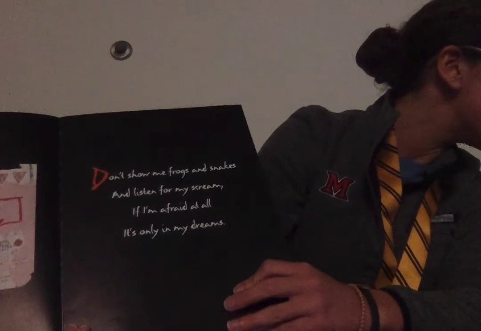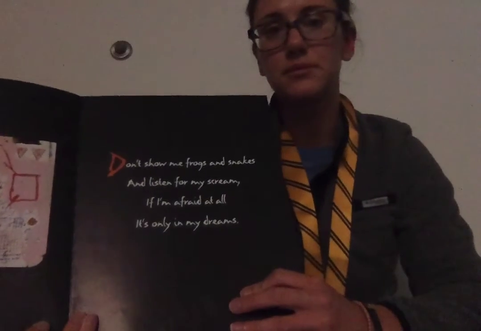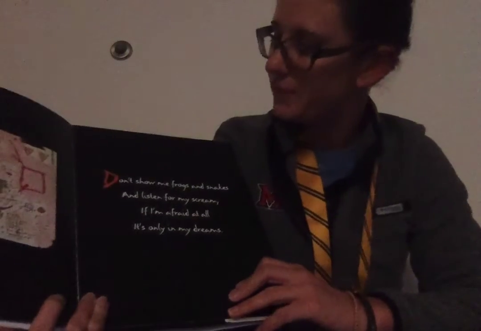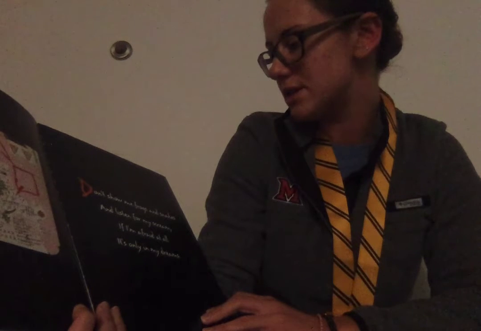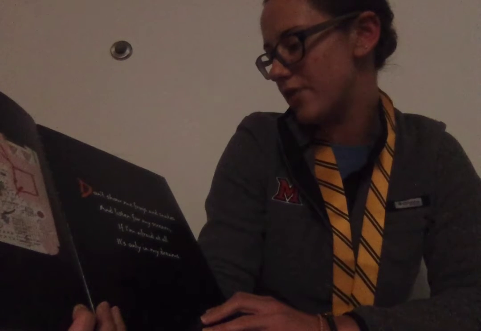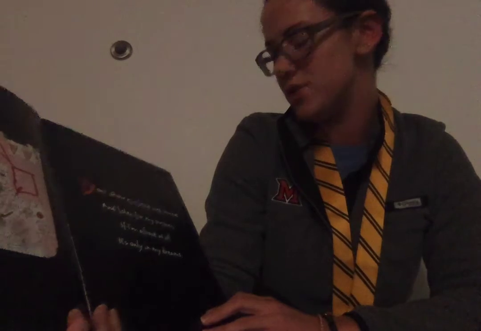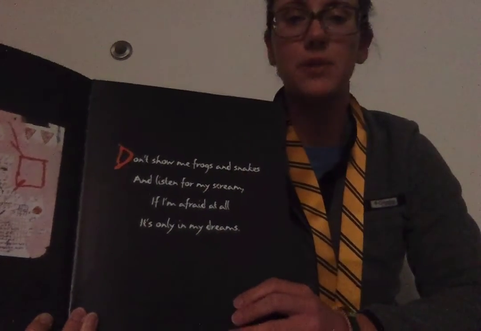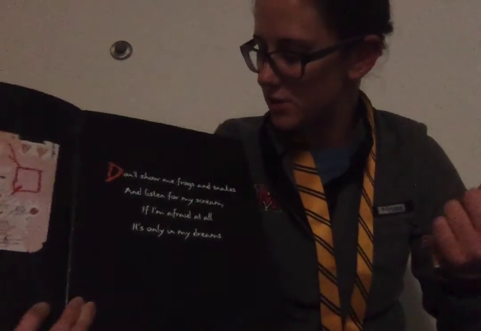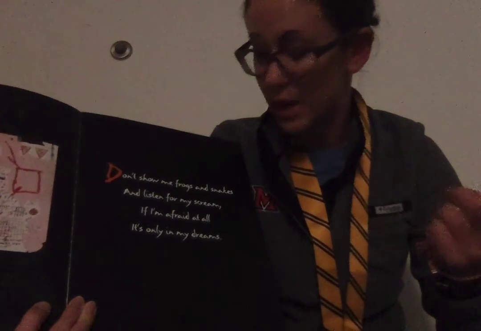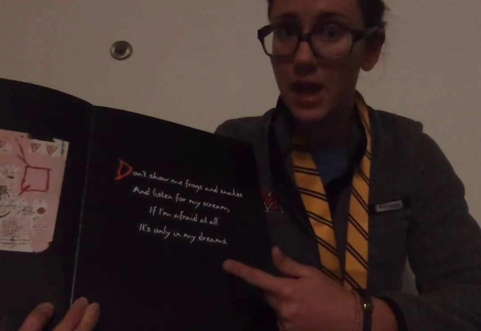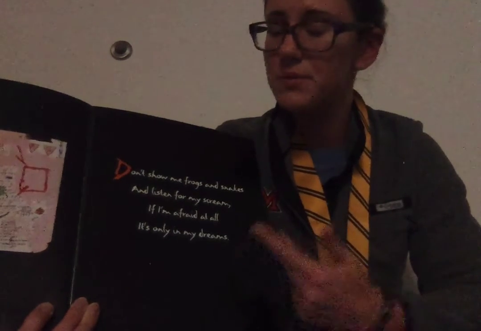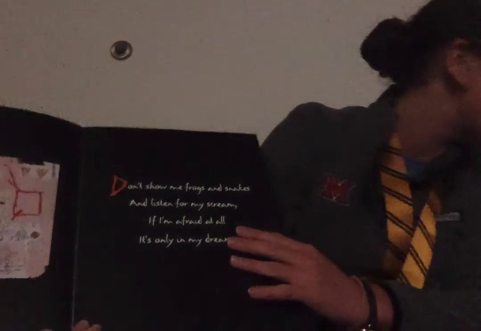A narrative poem is a poem that tells a story. Let's think about this. Did it tell a story? Don't show me frogs and snakes and listen to my screams. If I'm afraid at all, it's only in my dreams. Kind of told a story, right? Because we're talking about don't show me frogs or snakes, and I'm not going to be scared. We know the person's not going to be scared, and the only way the person will be scared is if it happens in their dream. So, okay, we'll keep that one.